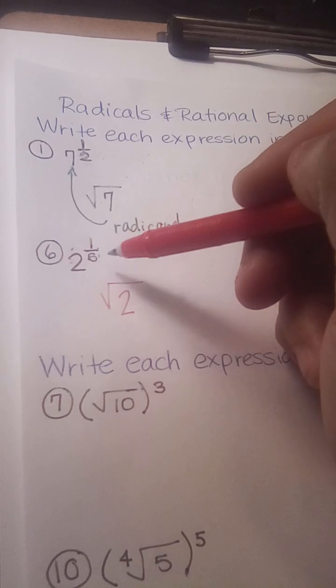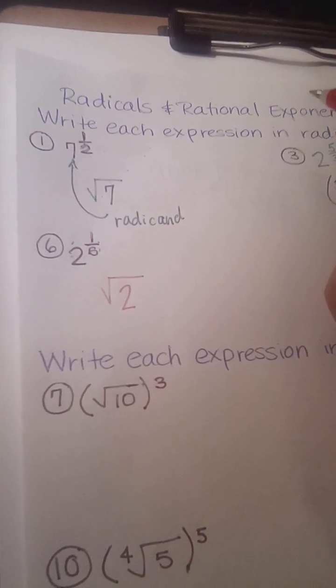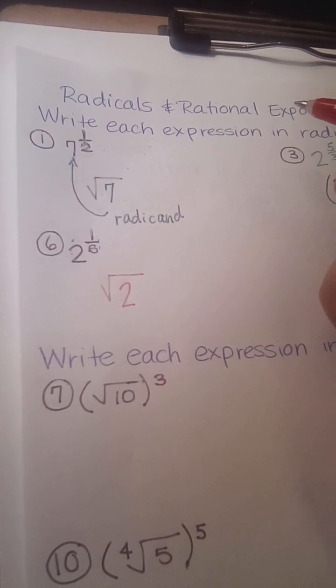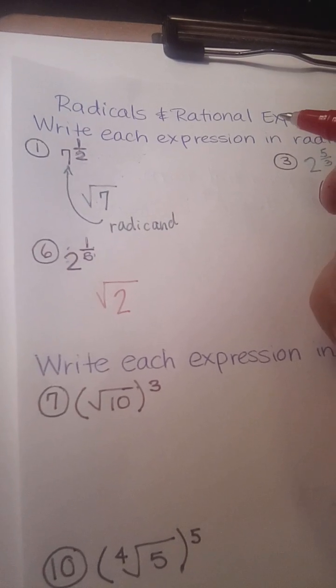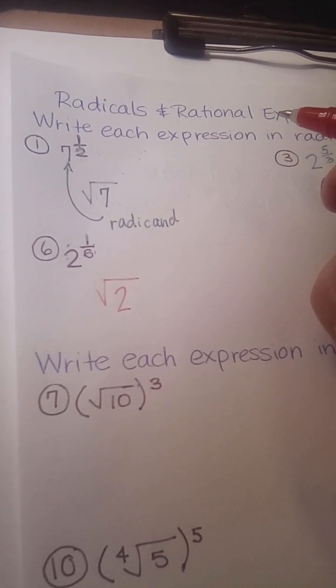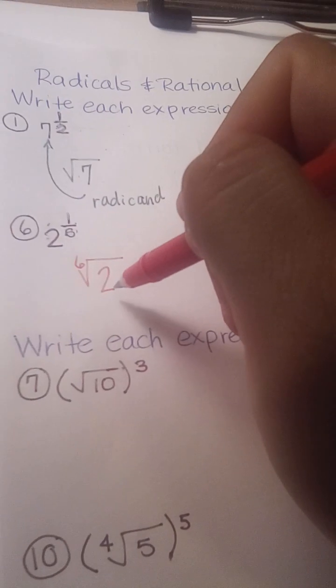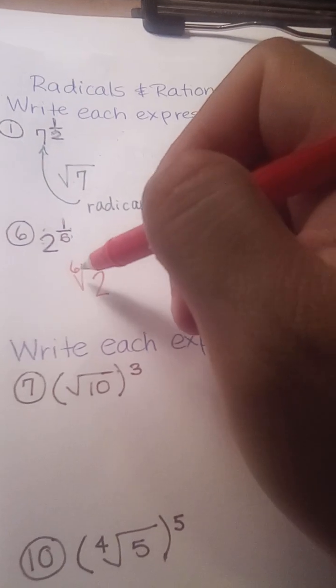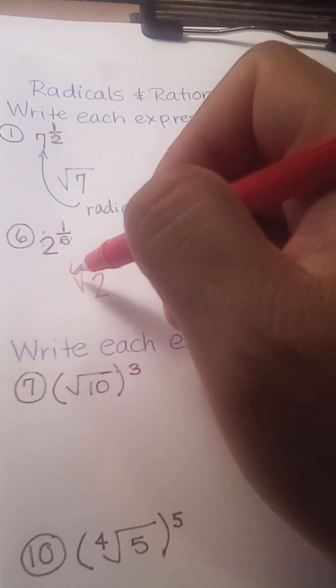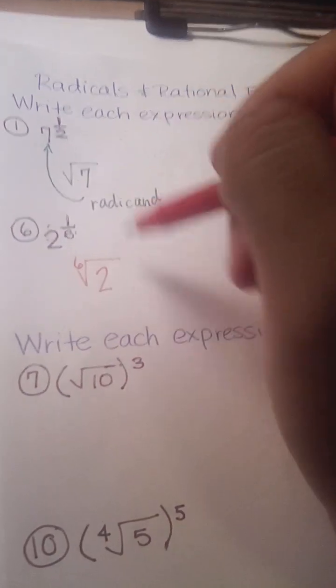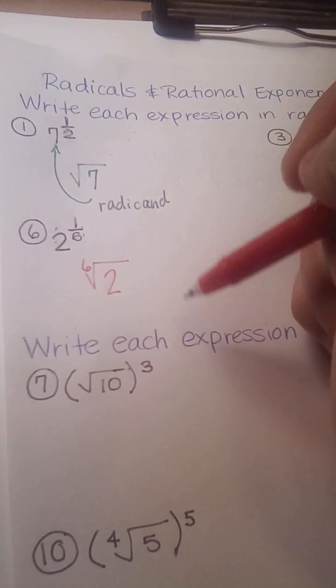Remember, the index is always the denominator. And what number is on the denominator for the index? The 6, right? 6 goes outside. So we have 2. Square root of 6 goes outside the square root of 2. And are we through yet?